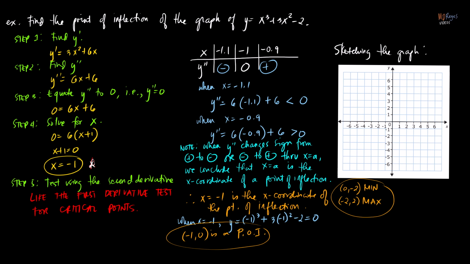Let me just plot these points. The minimum point at 0, negative 2. This is the minimum point. And then the maximum point at negative 2, positive 2. Here. This is the maximum point. And then at negative 1, 0 is the point of inflection. Okay. So let's trace the curve.